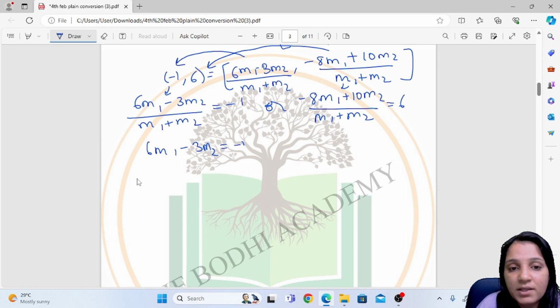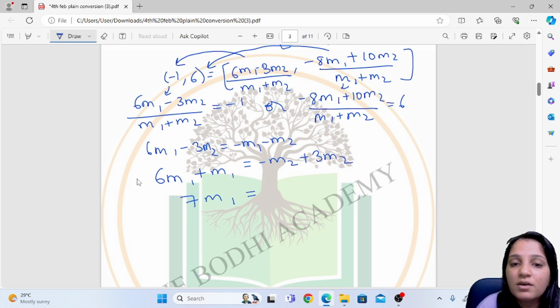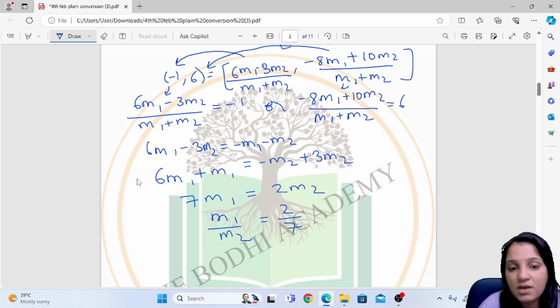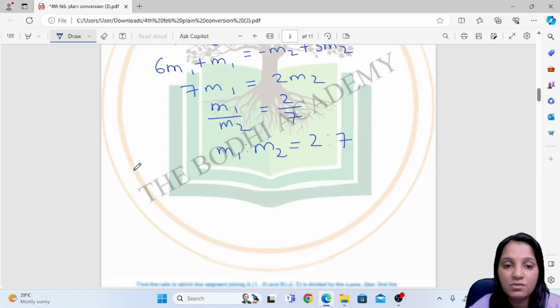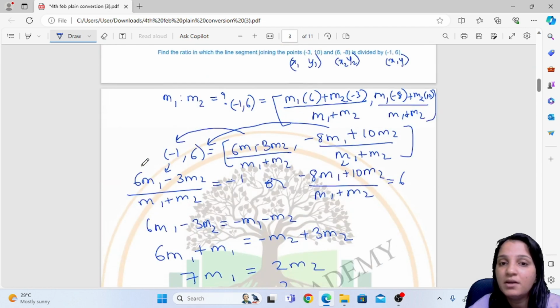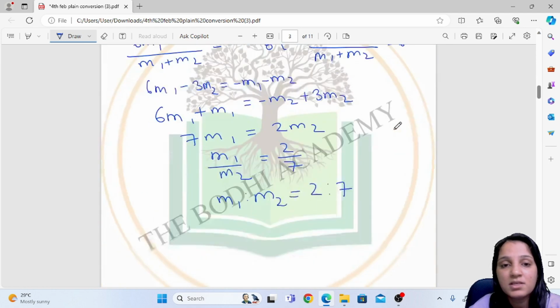6 m1 minus 3 m2 equal to minus m1 minus m2. Okay. Now I'll keep m1s on one side. 6 m1 plus m1 equal to minus m2 plus 3 m2. I'll get 7 m1 equal to 2 m2. Then I'll move m2 here, 2 upon 7. So my m1 is to m2, I got ratio 2 is to 7. So we have got the ratio in which the point minus 1 comma 6 divides the line segment.